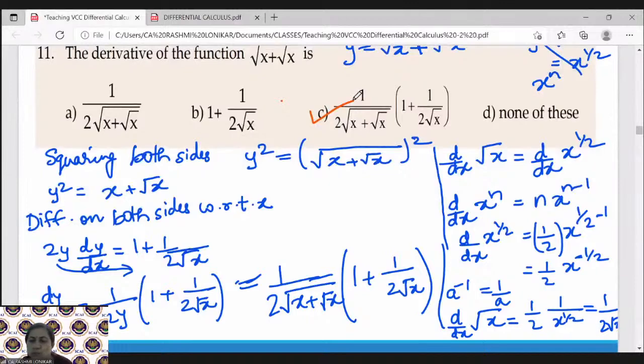So, what you do here, take the function, because there is the square root sign, what I have done, I have squared both sides. So it becomes simple for me, and then when I've squared both sides, I find the derivative, then I take dy by dx onto the left hand side, on all other terms to the right hand side, and I got the answer.